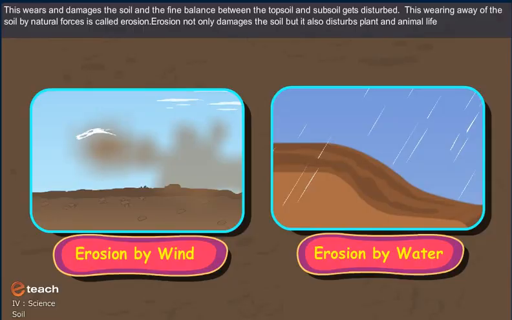This wears and damages the soil, and the fine balance between the topsoil and subsoil gets disturbed. This wearing away of the soil by natural forces is called erosion. Erosion not only damages the soil, but it also disturbs plant and animal life. Let's look at the types of erosion that take place.